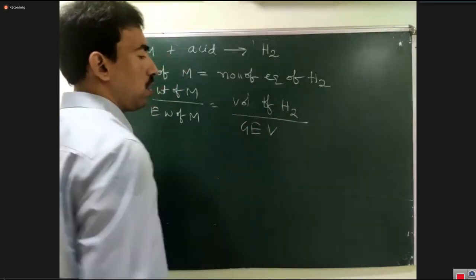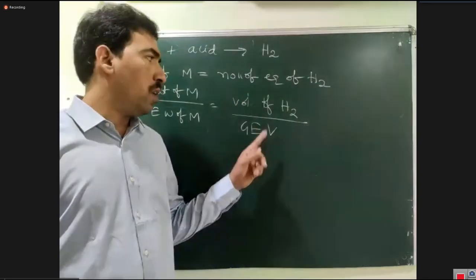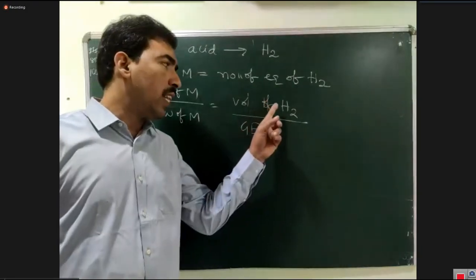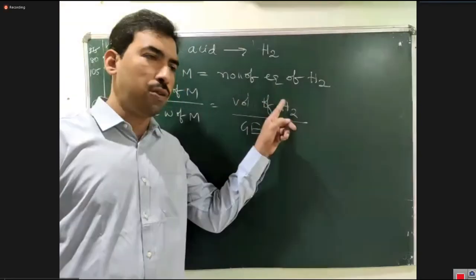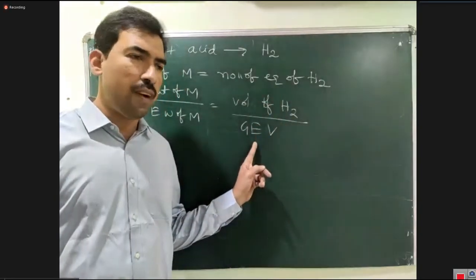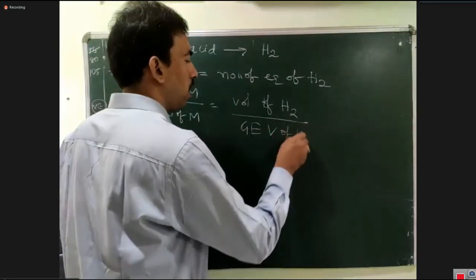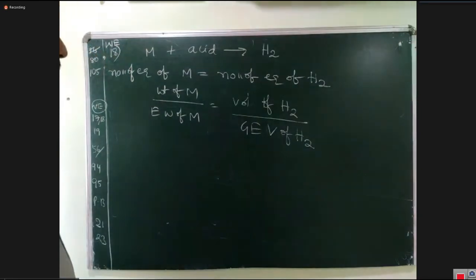Correct? When volume is given, divide with gram equivalent volume. When weight is given, divide with gram equivalent weight. He has not given the weight of hydrogen produced. He has given the volume of the hydrogen produced. So divide with gram equivalent volume of hydrogen, because gram equivalent volume is not fixed, so you have to mention it like this.